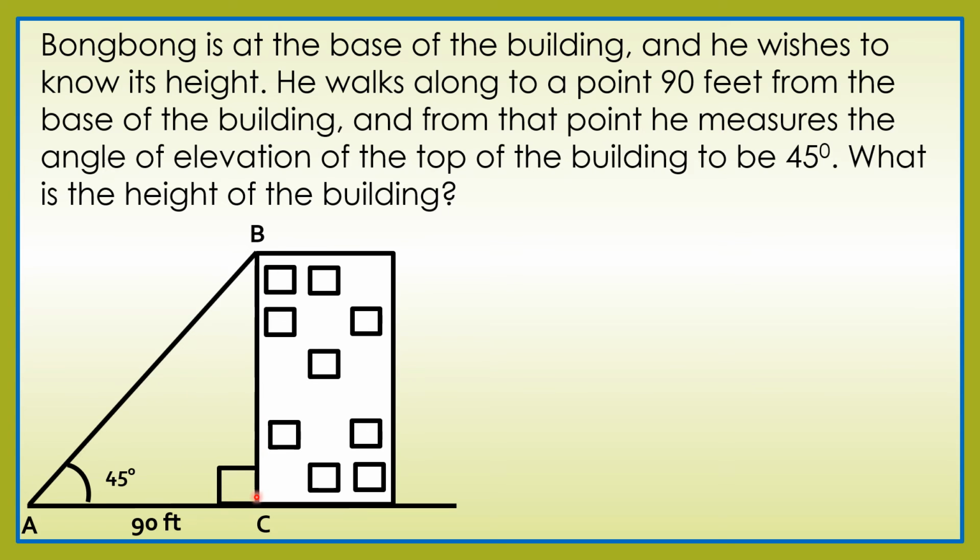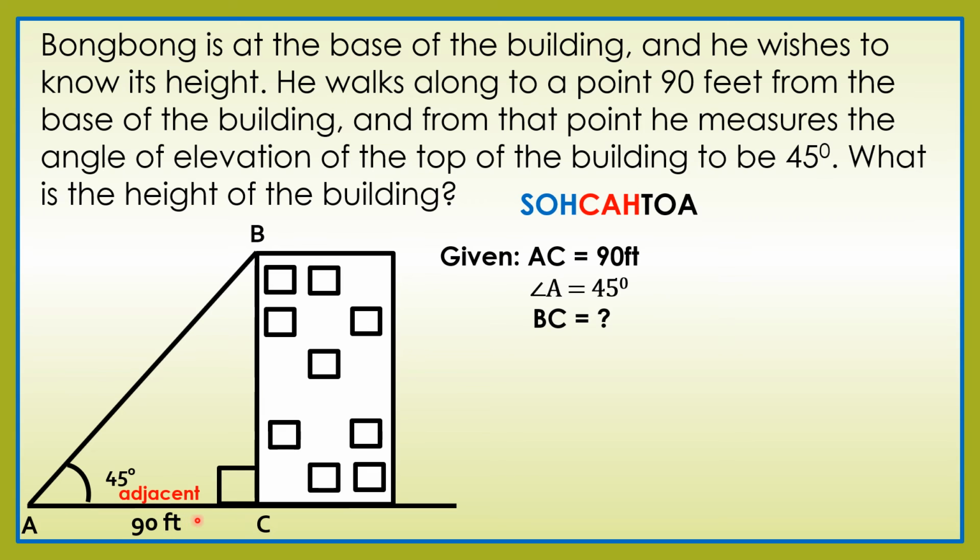So, sa right triangle ABC, ang given natin ay AC, which is 90 feet, angle A, which is 45 degrees, at ang BC natin, ang unknown, that is the height of the building. So, let us identify muna natin ang mga kailangan natin para ma-solve natin yung height ng building. So, since ang 45 or angle A is the reference angle, therefore, ang AC natin is the adjacent. Yung BC natin, that is the unknown, that is the opposite of the reference angle.